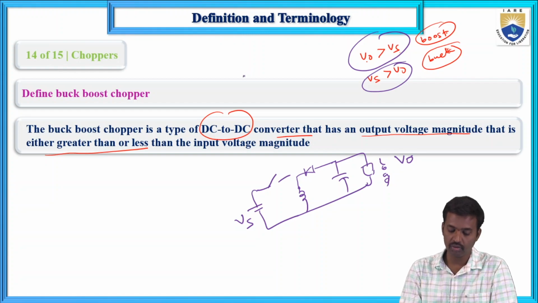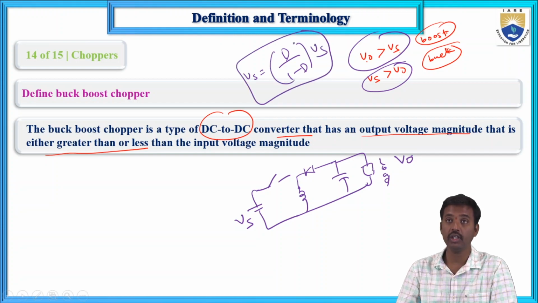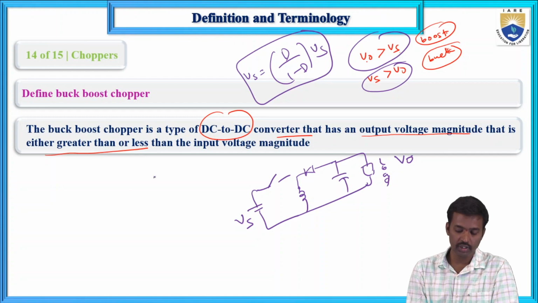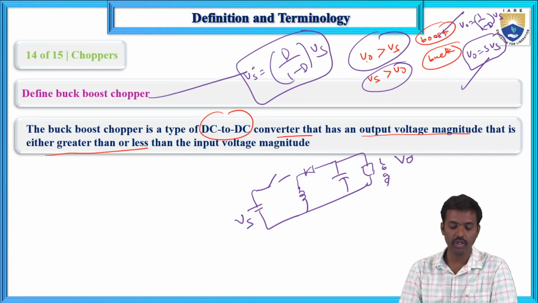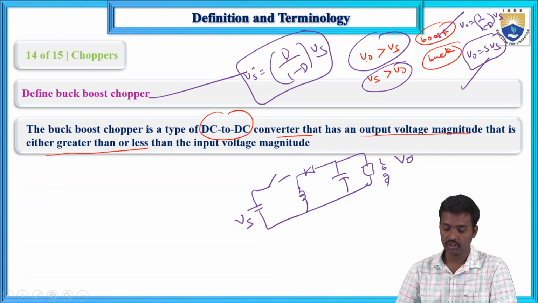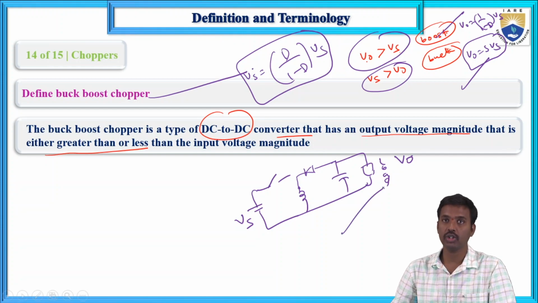Now V0 equals D by 1 minus D into Vs. So this is the formula. D is the duty cycle. In case of buck converter, V naught equals D into Vs. In case of boost converter, V naught equals 1 by 1 minus D into Vs. So this is for buck converter, this is for boost converter, and this formula is for buck boost converter. This is the circuit diagram for buck boost converter.